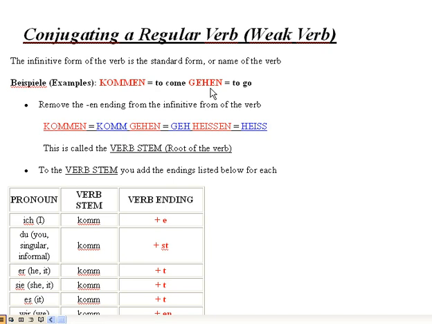And one thing that's true for German verbs is they always end in an N or an EN. Now, if you remove the EN ending from the verb, what you're left with, for example, if you take kommen and you remove the EN, you get komm, or gehen, and you remove the EN, you get geh, or heißen and heiß. This is called the root of the verb or the verb stem. And to the verb stem, you add endings, and these endings change.